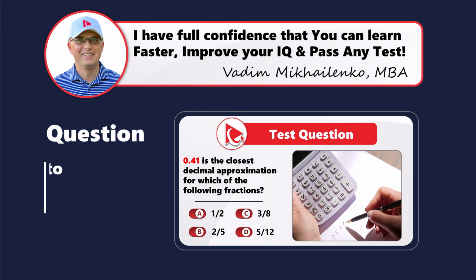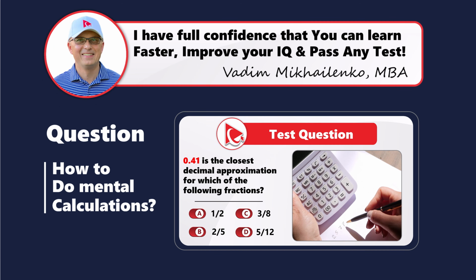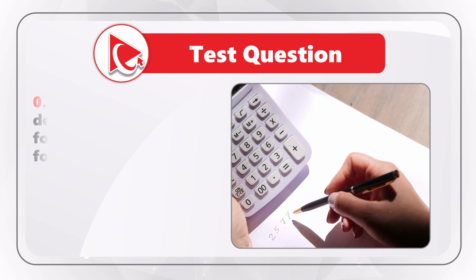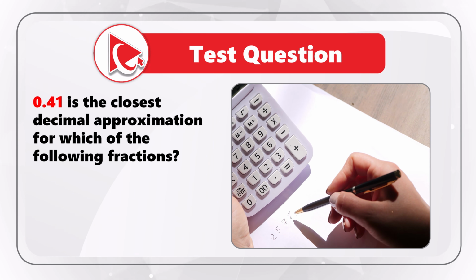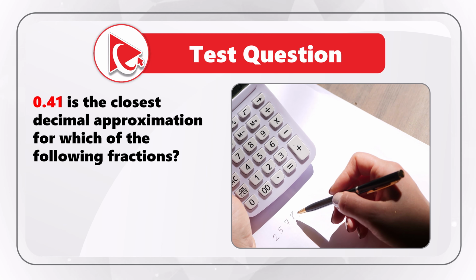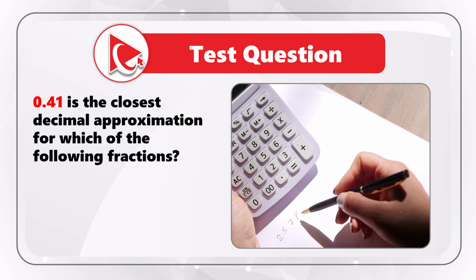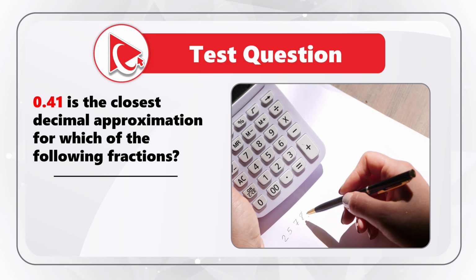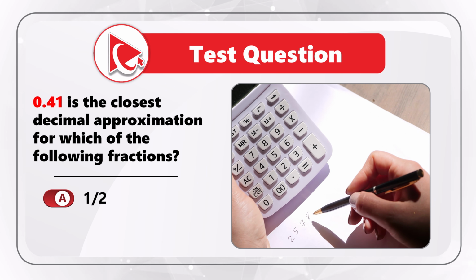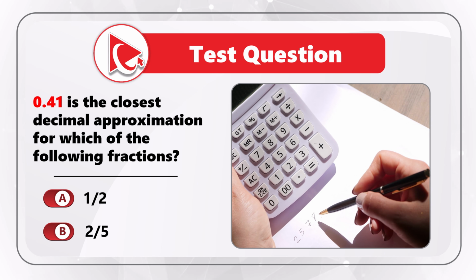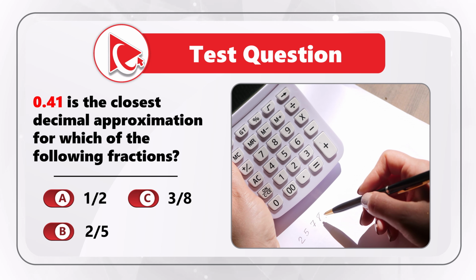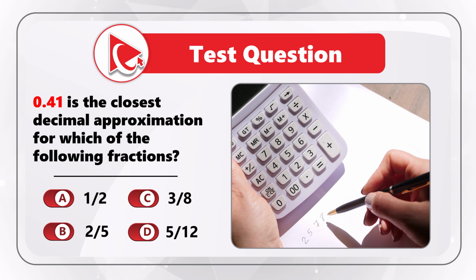What I like about this question is that it tells you how well you can do mental calculations. Let's take a close look. 0.41 is the closest decimal approximation for which of the following fractions? And you're presented with 4 choices of fractions. Choice A, 1/2. Choice B, 2/5. Choice C, 3/8. And last but not least, choice D, 5/12.